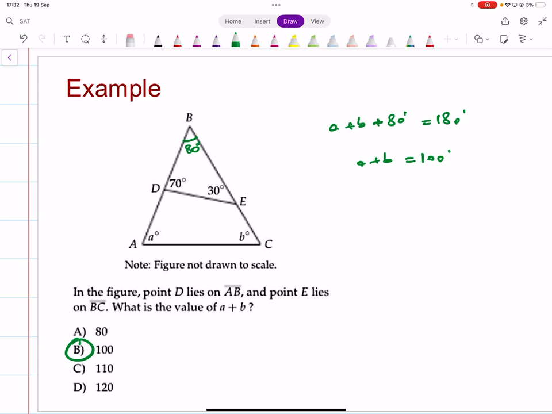That's 100. So why do you have 70 and 30? Why would you do that? Yeah, because this is common. So if this sum is 100, this sum should also be 100, because the other angle is common to the triangle.